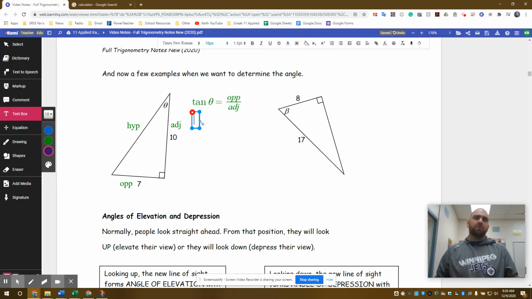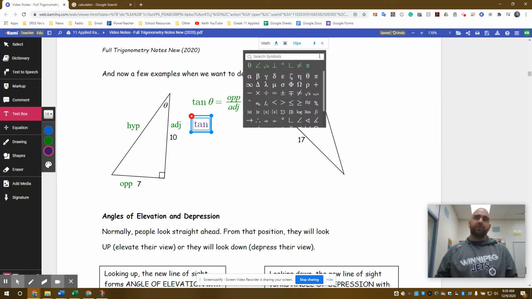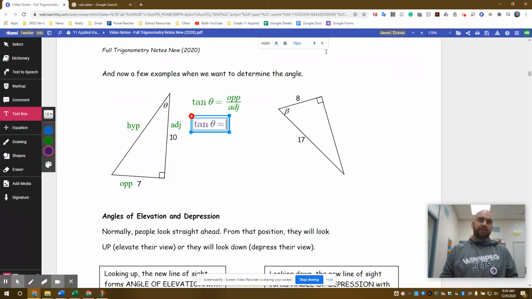Then to solve for it, this first part shouldn't be too tricky. It should be fairly straightforward. We plug in our values. We don't know what theta is yet, so we're going to leave that as theta, and our opposite is 7 and our adjacent is 10.